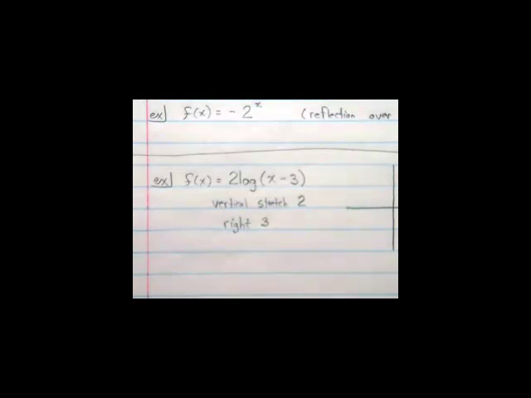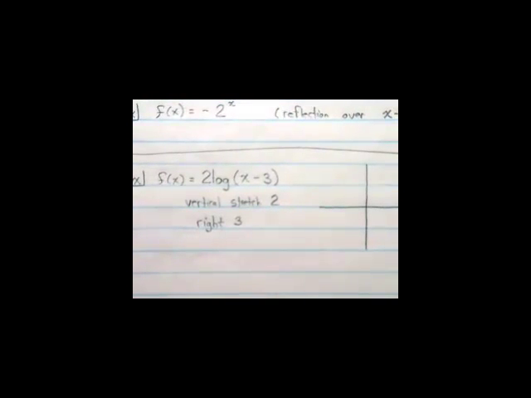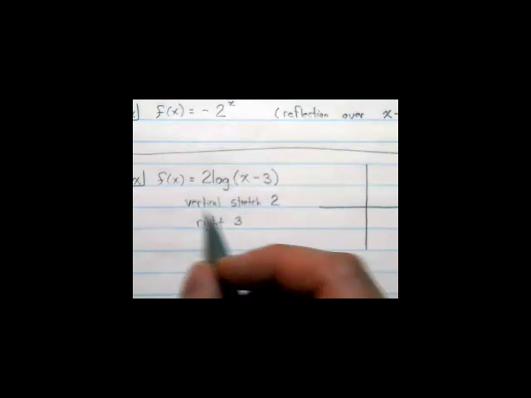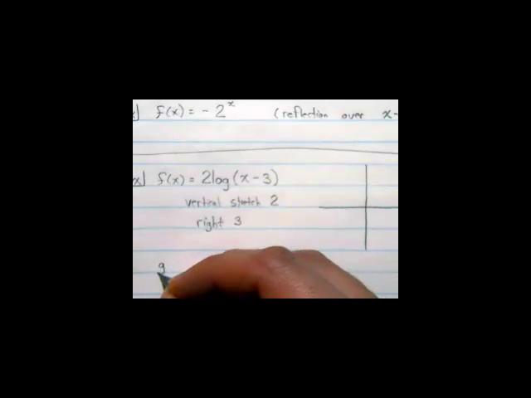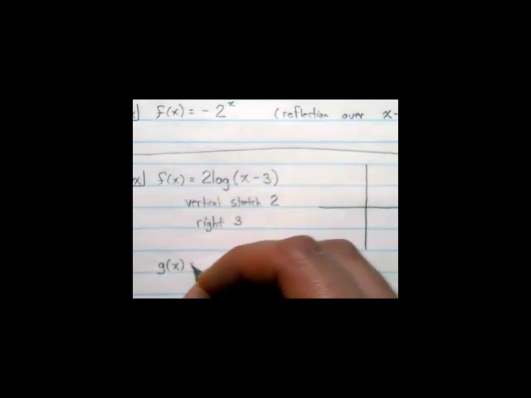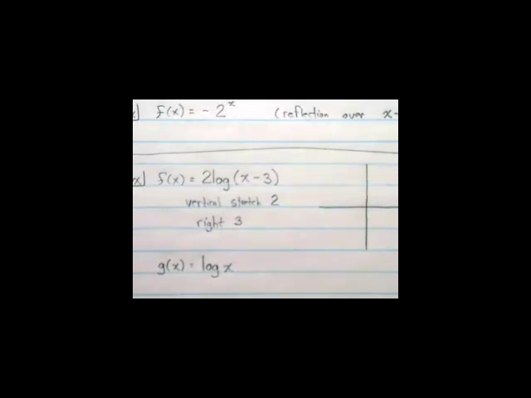All right. So let's draw this thing. So first thing I want to do is sketch the original function. And if you need to write that out, that's fine. So without the vertical stretch, without the right 3, our original function, and I'll call it g of x, would have just been log x. So just a regular log graph.